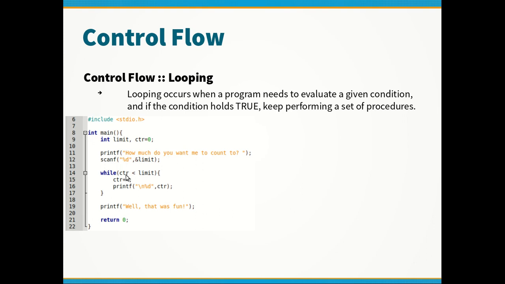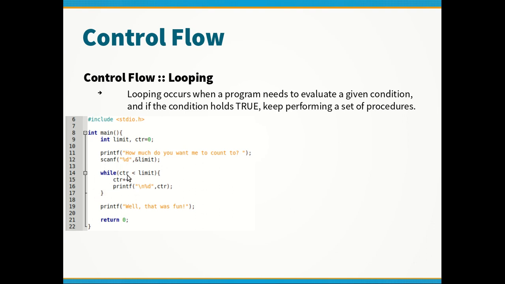So CTR was previously 1, it will now become 2, and we'll print again the value of CTR, which was 2. And we will go back at it again, and currently CTR is 2, still lesser than 3. Therefore we'll go in and then we'll increment CTR: 2 plus 1 is now equal to 3, and then we will print again, because that is the code right next, and then we will go back again.